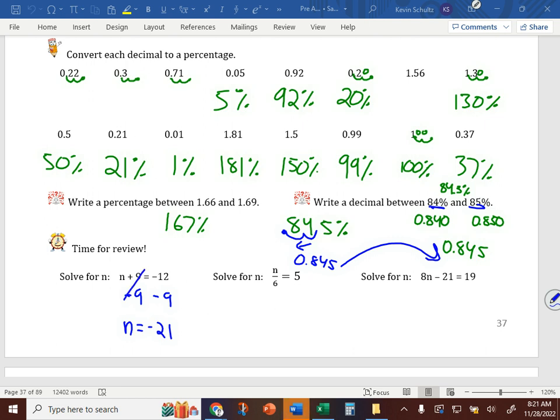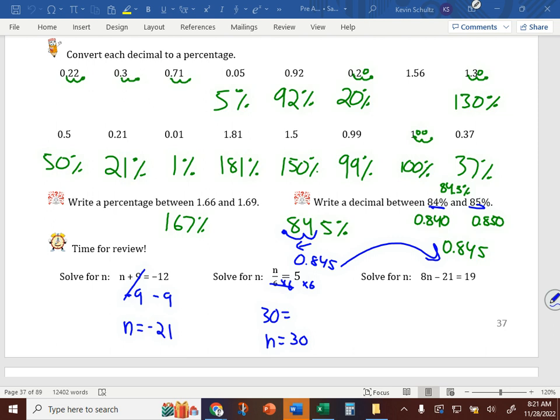Okay. The next one, what number divided by 6 is 5, Nolan? 30. The opposite of division is multiplication, right? So multiply both sides by 6, and 5 times 6, right way there. 5 times 6 equals 30. 30 divided by 6 is 5.